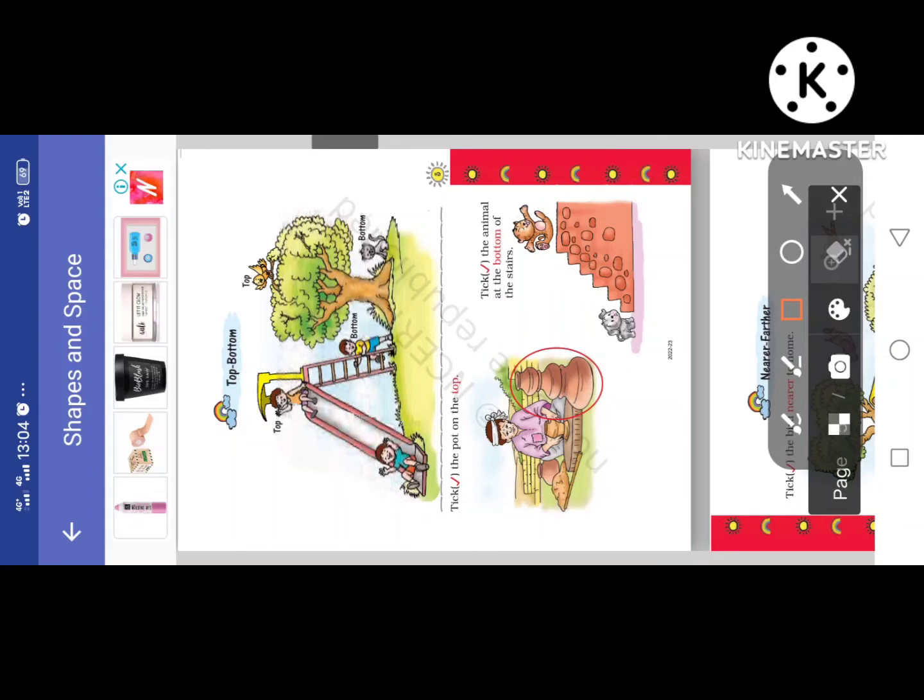Pick the pot on the top. Which pot is on the top? This one. Take the animal at the bottom of the stairs. Top means up and bottom means down. Understood?